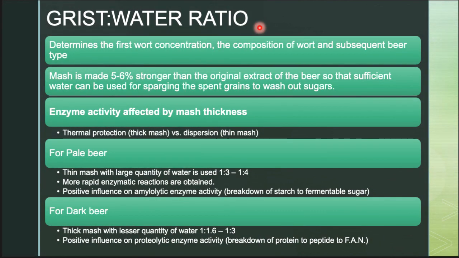Grist water ratio is the proportion between the amount of malt used and the water used for mashing in. The grist water ratio determines the first wort concentration. First wort or sweet wort is the wort collected from the lauter tun before sparging of the grain. Sweet wort is targeted 5 to 6% stronger than the original extract of the beer so that sufficient water can be used for sparging the grain to wash out the sugar.